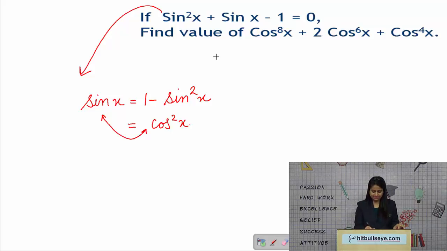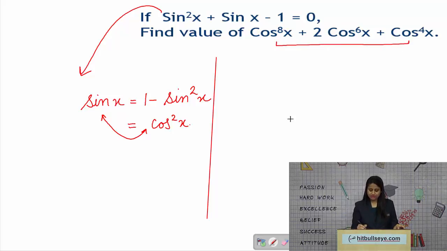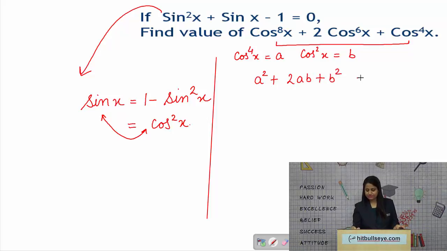Now coming to the expression. See this. If we consider cos raised to power 4x as a and cos square x as b, so this is nothing but a square plus 2ab plus b square, which is (a plus b) whole square. So this is nothing but the given expression, cos raised to power 4x plus cos square x, its square formula.